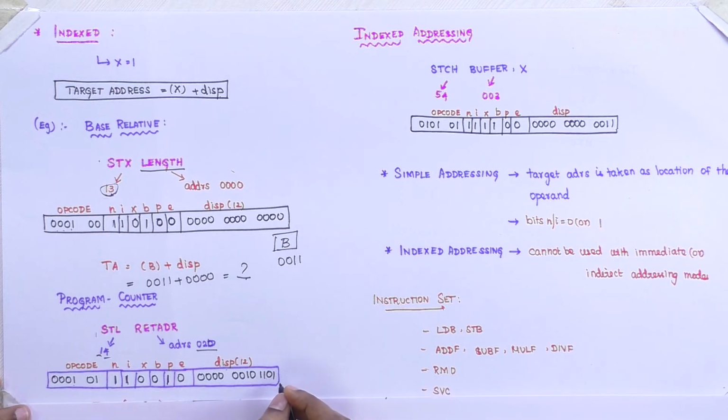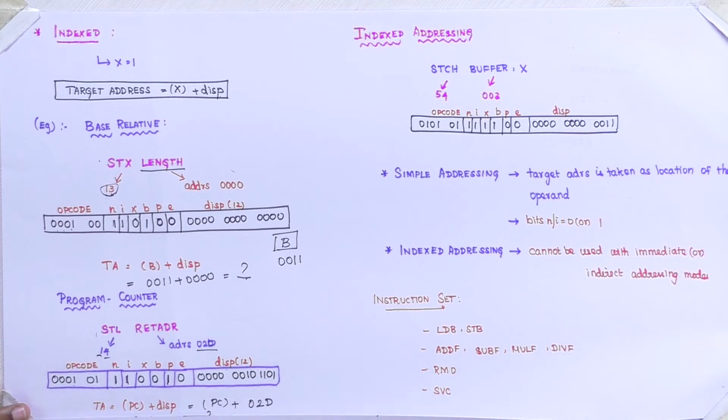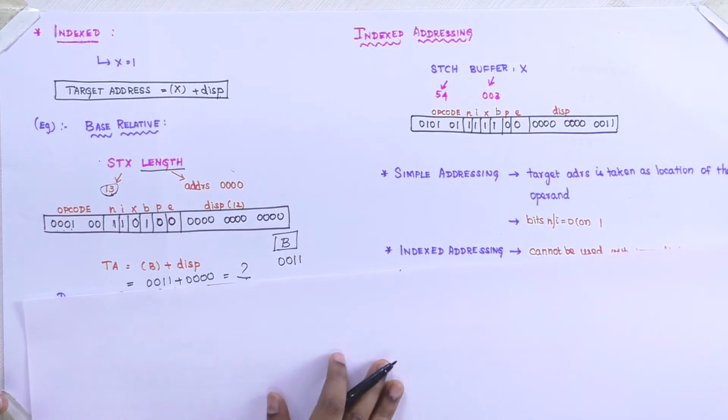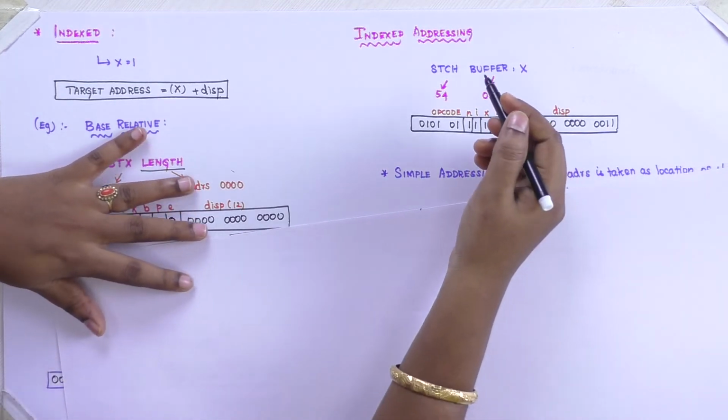So how is the target address calculated? Target address is equal to the value that is stored inside the program counter plus displacement. Displacement value is 0 to D. So when we add both, the result will give us the target address. Next, let us see an example for indexed addressing.